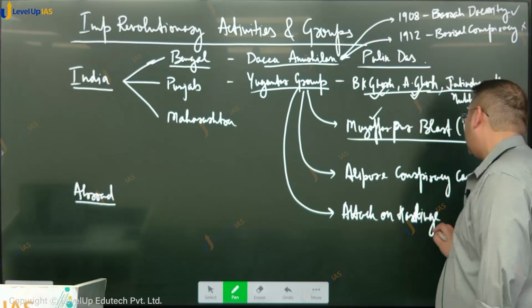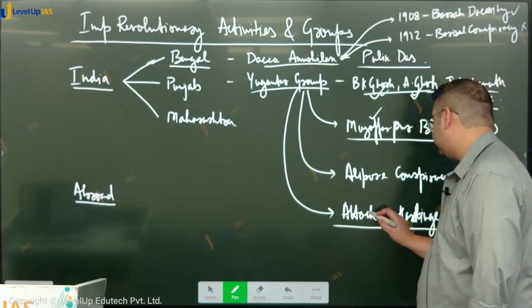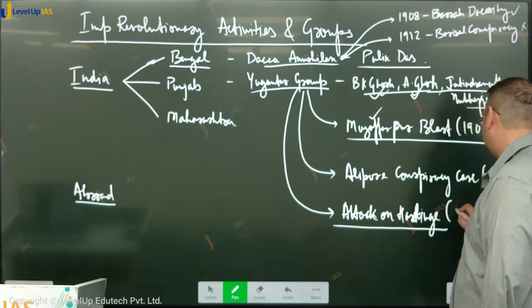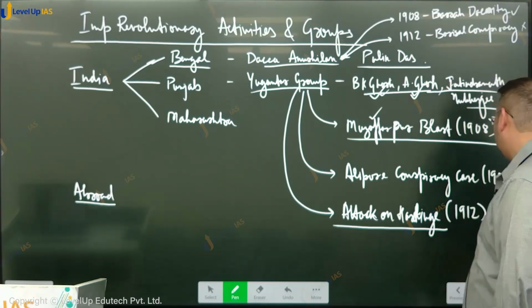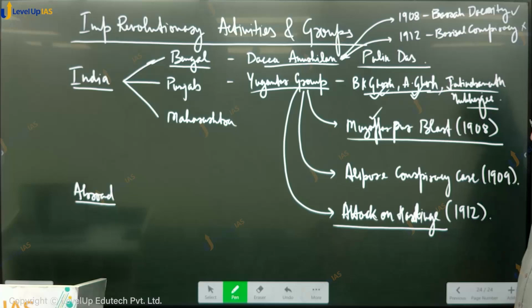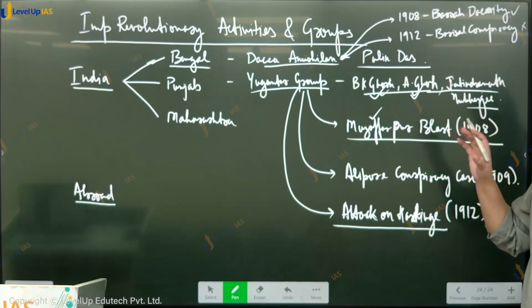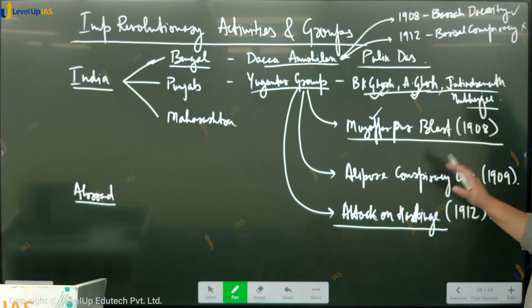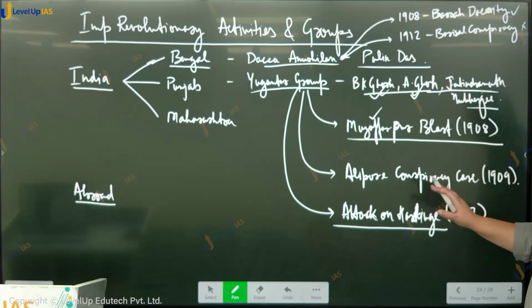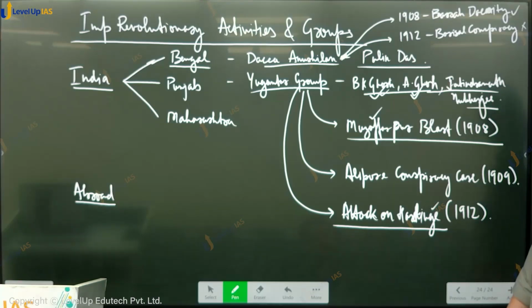Attack on Hardinge. This was in 1912. Two people responsible, Sachin Sanyal and Raj Bihari Bose. ये बोस है, not घोष. घोष was the moderate president of the Congress in 1907. Raj Bihari Bose is a revolutionary. ठीक है. So while Hardinge survived and these people escaped, so Sachin Sanyal as well as Raj Bihari Bose escaped. This was seen as a major success for the revolutionaries.